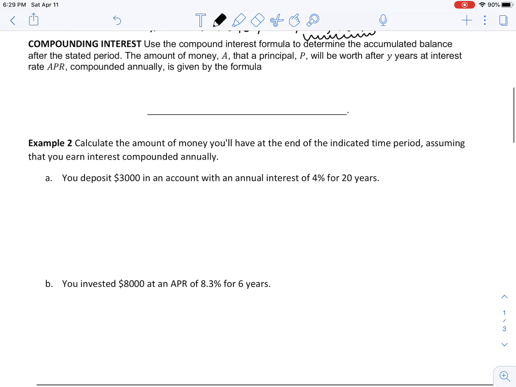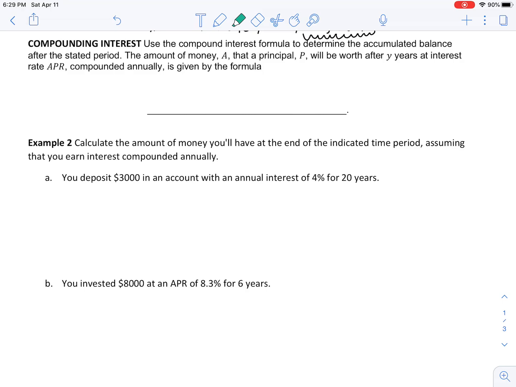If you take a look right here, I got everything labeled. The amount of money you're going to have at the end is going to be A. The principal is P, the amount that you invest in the beginning. Y stands for the number of years. And sometimes we just call it R, but I can write APR. I'm just trying to use the formula that our textbook uses. So using these inputs or variables, here is the compounding interest formula.